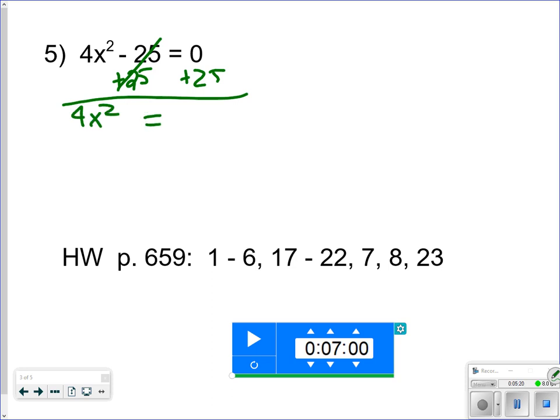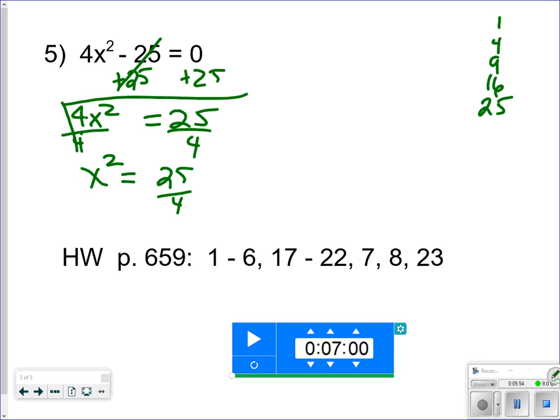4x squared equals 25. Now we don't want to square root yet because you've got that number 4 sitting there. You don't want anything sitting with the x squared. Hiding inside of there is a times sign, so we're going to get rid of the times by dividing. The 4's will cancel. x squared equals, now I do not want you to divide this. I want you to leave it as 25 over 4 because both of those numbers are on your list.